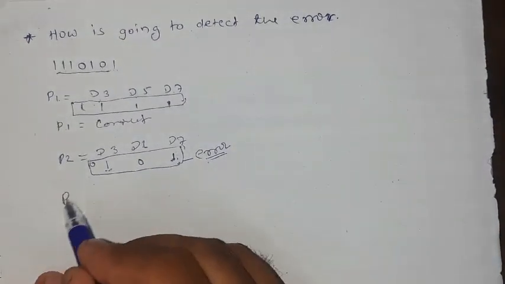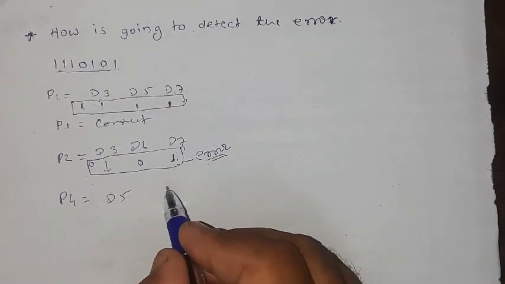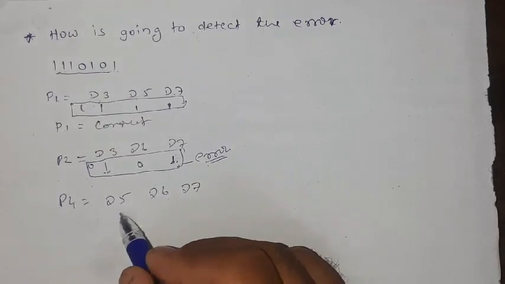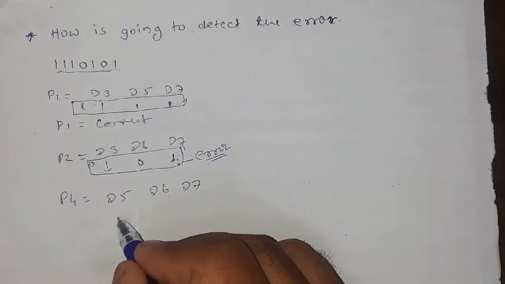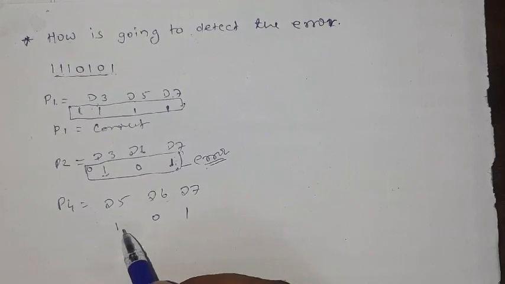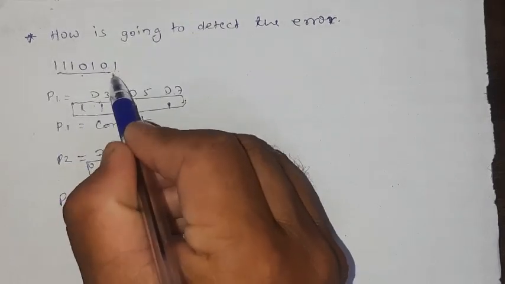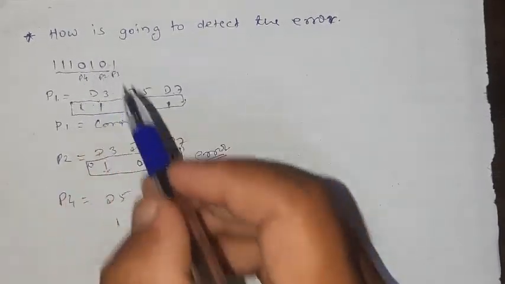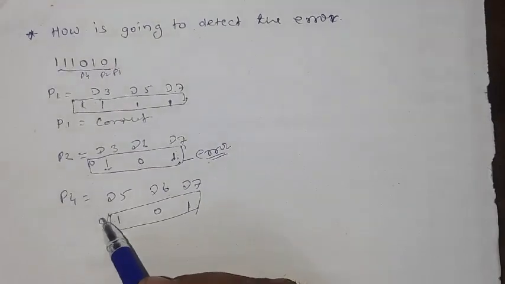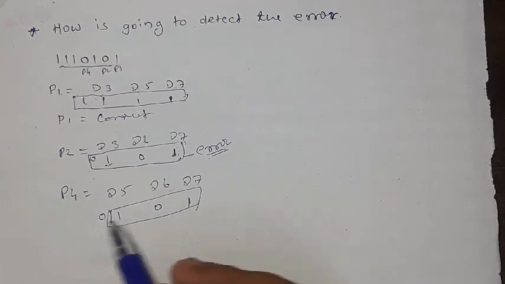Check for P4. Now, the associativity of P4 is D5, then D6 and D7. Check the bits of it. D5 is 1, D6 is 0 and D7 is 1. Now here the number of ones is even, but see, this is P1, this is P2 and this is P4. The value of P4 is 0. So we have an even number of ones, yet the value of P4 is not 0. It means again that somewhere in the combination of D5, D6, D7 there is an error.